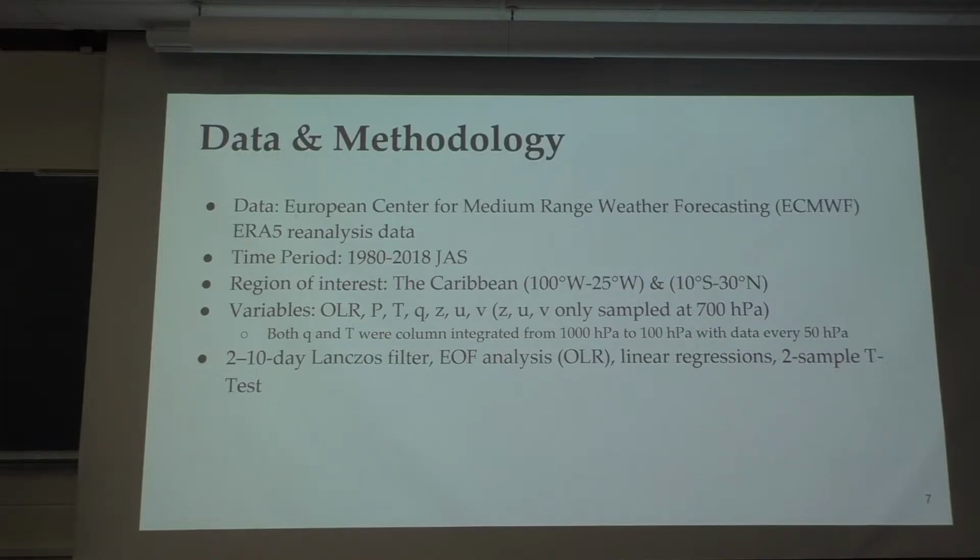Next, with our data, we put that data through a 2 to 10 day Lanczos filter. This filter was on the order of 2 to 10 days because that is the time period of our Caribbean easterly waves. We then put it through an EOF analysis to look for primary structures in the variance of the data. And once those structures were found, we linearly regressed our data onto those structures to generate our linear regression maps. Finally, we ran our data through 2 sample t-tests to try to find correlations between our thermodynamic variables.